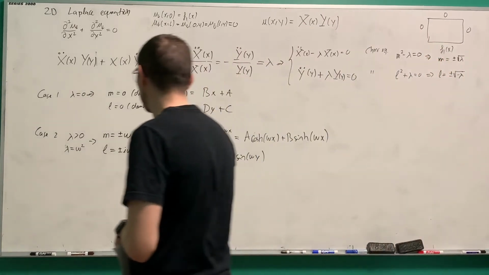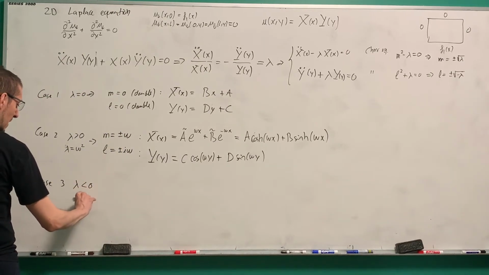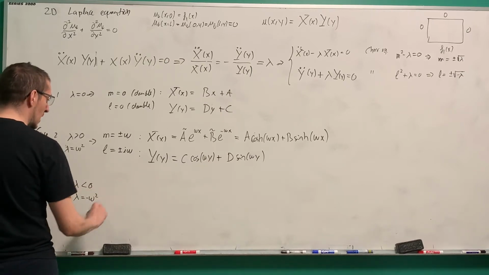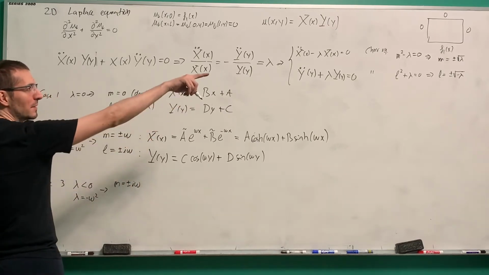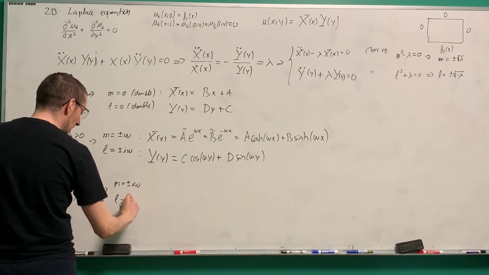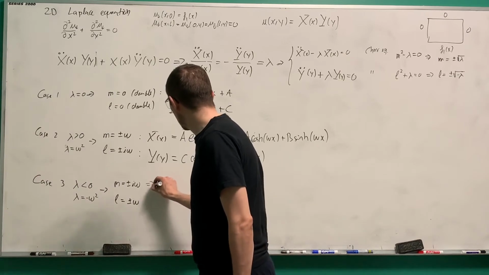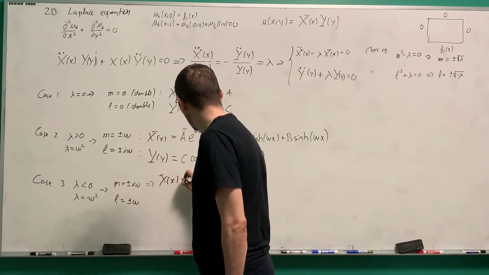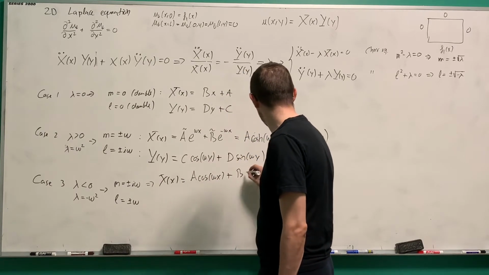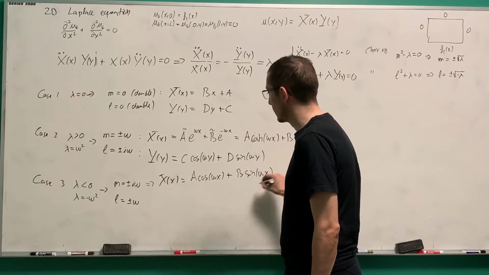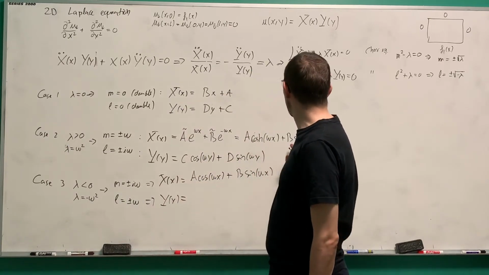And finally, case 3, lambda is negative, so we call lambda minus omega squared, and we get that m is equal to plus or minus i omega, right? Square root of minus omega squared, but in this case it is just plus or minus omega, for x. So in this case, we get that X of x is equal to a cosine omega x plus b sine omega x, and Y of y is equal to, let's write directly the cosh's.